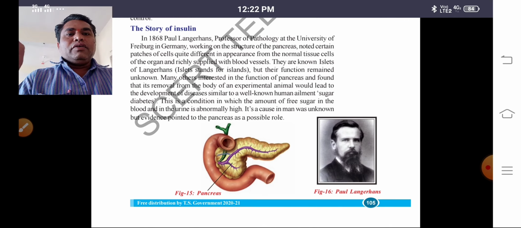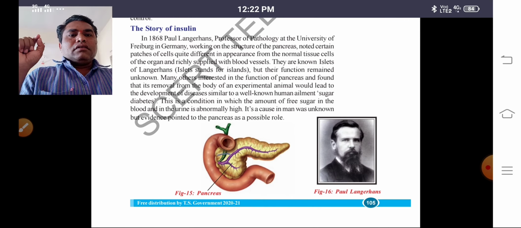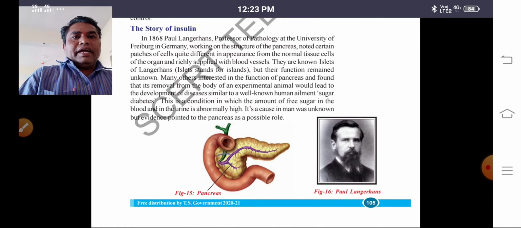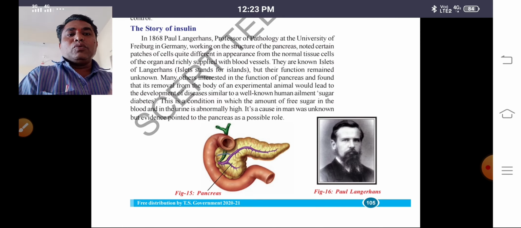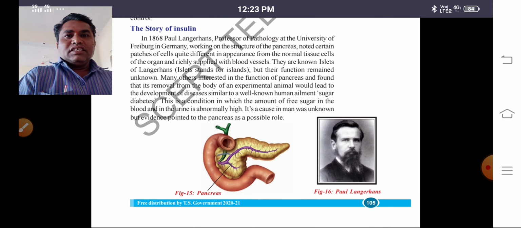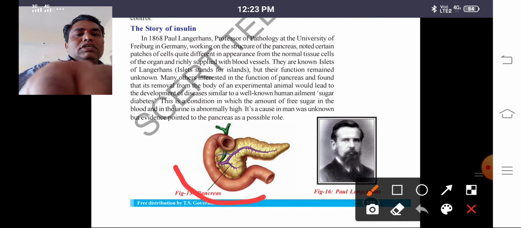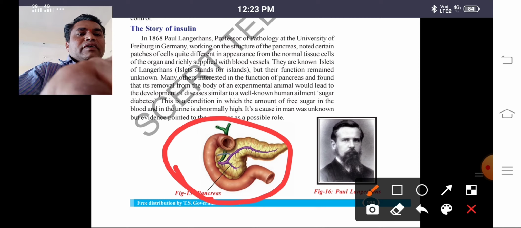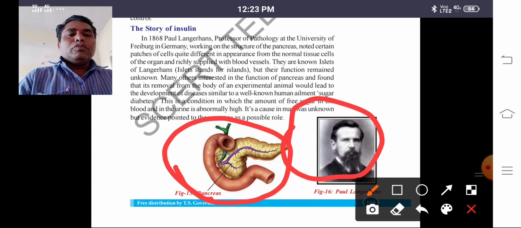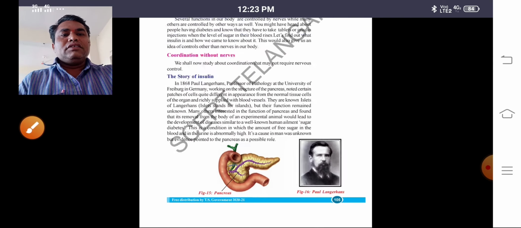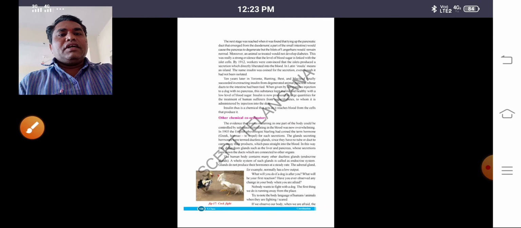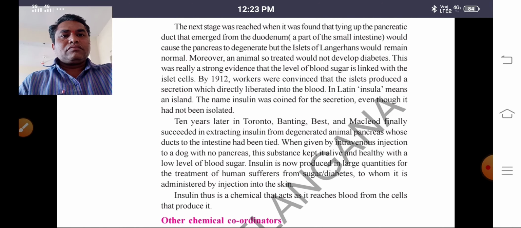So here you can take this pancreas and the story of insulin. Now let us go to what type of hormones it secretes. You have to go through this clearly. Paul Langerhans's main contribution is the discovery of insulin and its functions. Keep both in your mind. Now let us continue with insulin.